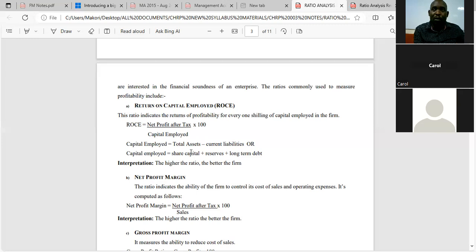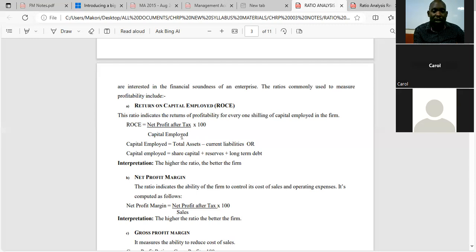This is the share capital, the capital that was raised from the selling of the shares. Reserves are the same as the retained earnings, and then the long-term debt. The long-term debt includes things like the debenture and also the long-term bank loan. So you are told here, the higher the ratio, the better the performance of the firm.